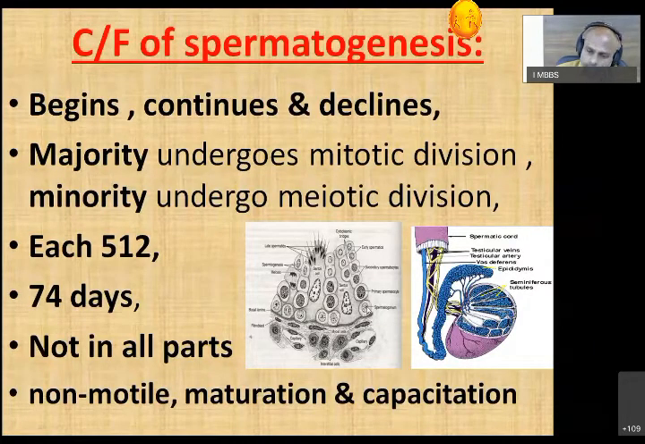Each single spermatogonium forms near about 512 sperms. Daily, near about 300 million sperms are formed in the testes. A single spermatogonium divides to form near about 512 sperms. From the base of this cell to the release of the sperms into the lumen of the seminiferous tubule, it takes near about 74 days.